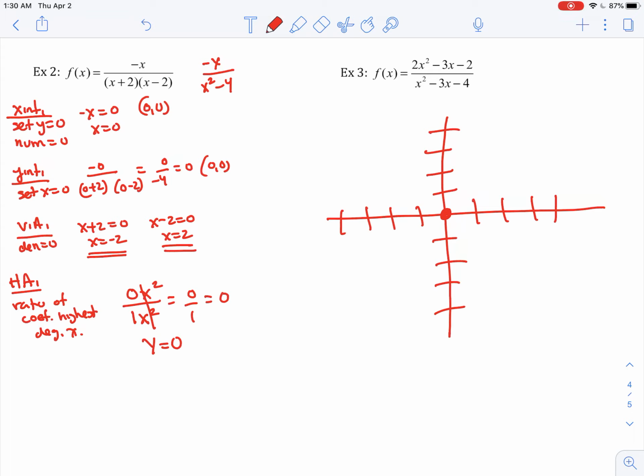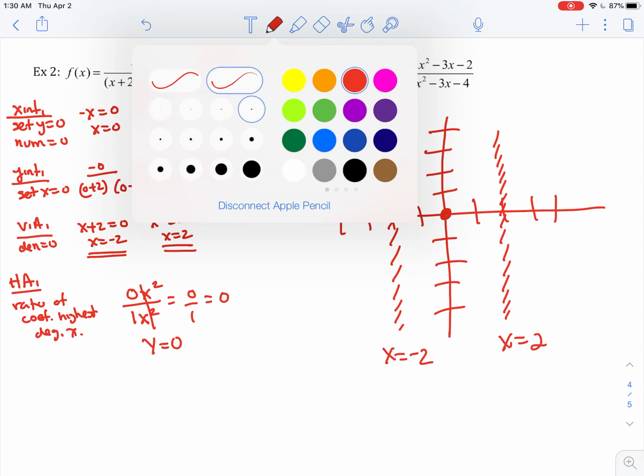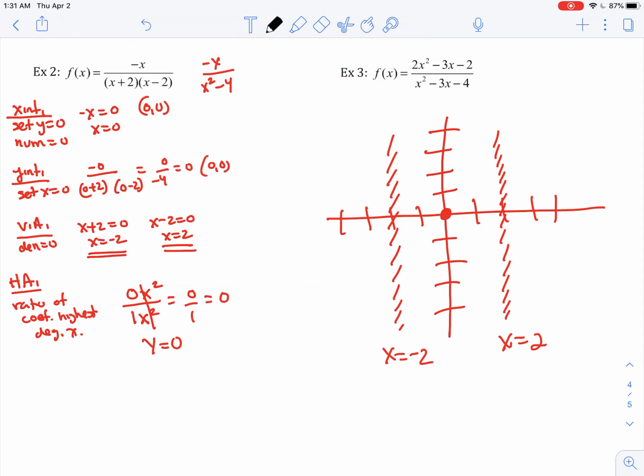We have two vertical asymptotes. We had one vertical asymptote at x equal to 2, and we had another vertical asymptote over here at x equal to negative 2. We had a horizontal asymptote over here at y equal to 0.